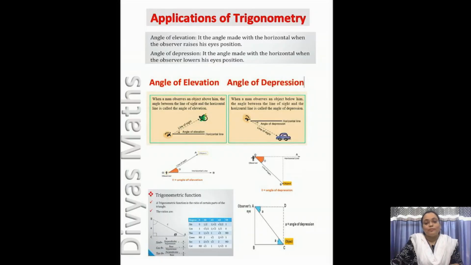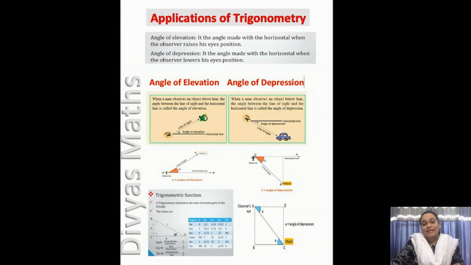These are the important points you need to remember to solve the questions. Angle of elevation and angle of depression. So what is angle of elevation? For example, if I'm standing on the ground and I need to look at an object at the top of a building, I need to raise my head and look at the object. The angle formed when you raise the head is the angle of elevation.